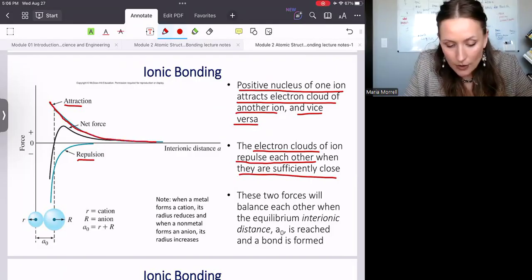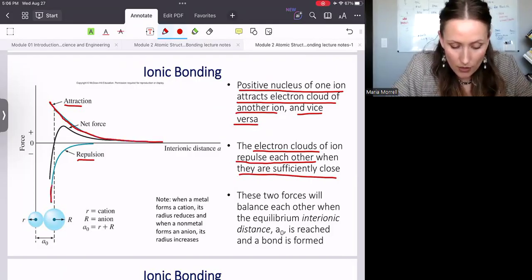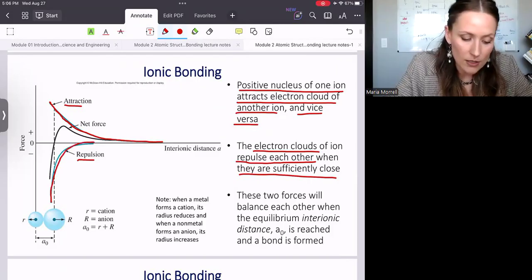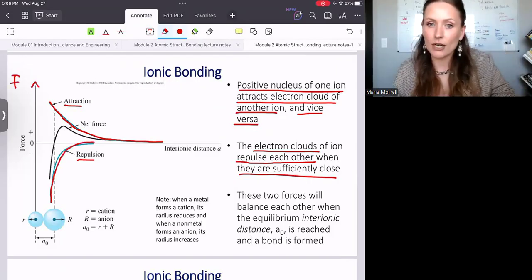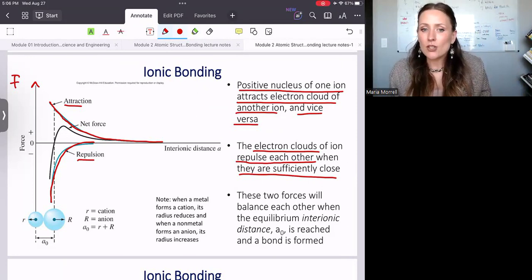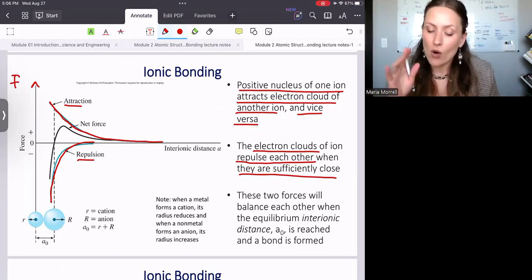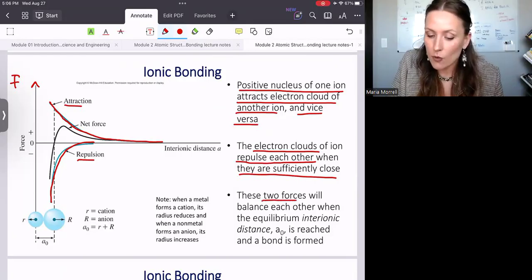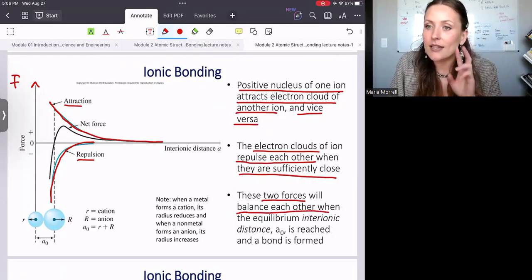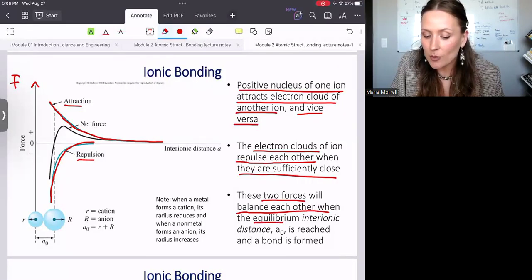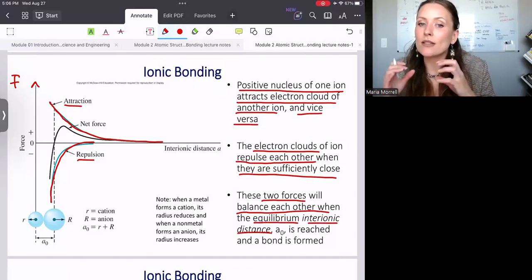I will show you this way. And this is your force F. So there are two forces coming into play. Now, at some point, these two forces, attraction and repulsion, will balance each other, at a specific distance. That happens at the equilibrium interionic distance a sub naught, and that's when the bond is formed.